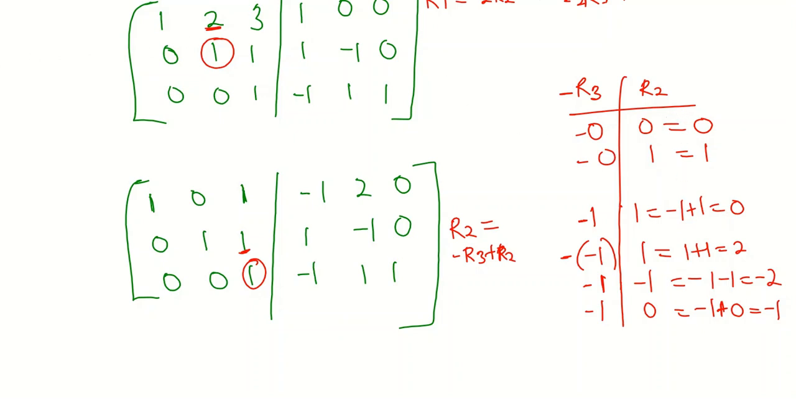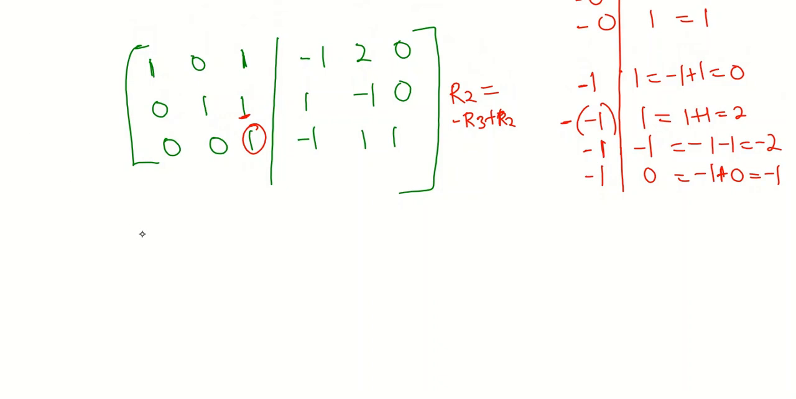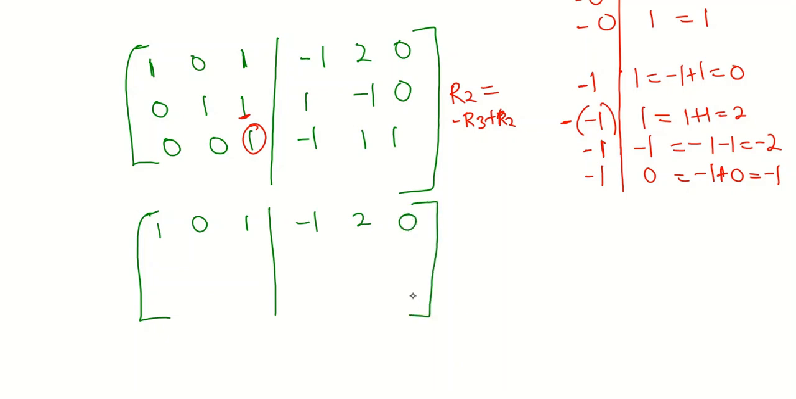And so we can write our new matrix as, maintain the same values for row 1, and we have 1 0 1 minus 1 2 0, and for row 2 now we have 0 1 0 2 minus 2 minus 1. Maintain the same values for row 3, and we have 0 0 1 negative 1 1 1.